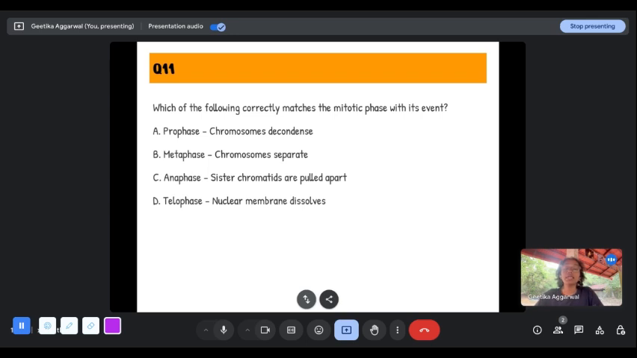Which of the following correctly matches the mitotic phase with its events? In the prophase, do chromosomes decondense? In the metaphase, do chromosomes separate? In the anaphase, are the sister chromatids pulled apart? In the telophase, does the nuclear membrane start to dissolve? You've got 10 seconds to think about this answer. Which of these is correctly matched to what really happens?